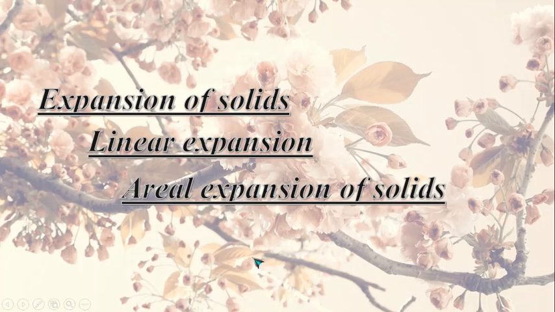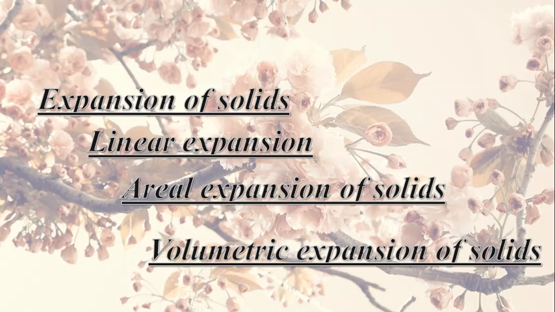Areal expansion of solids. Similar to linear expansion, the area of a sheet of a solid material also increases on heating. This is called the areal expansion of solids. Volumetric expansion of solids. Similar to a sheet, a three-dimensional piece of solid expands on all sides when heated and its volume increases. This is called the volumetric expansion of a solid.